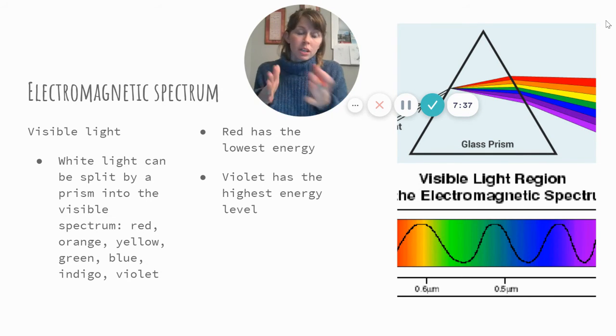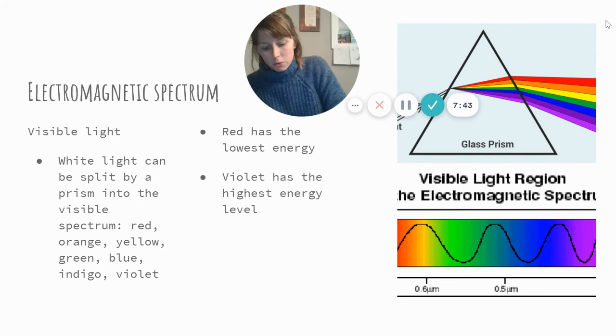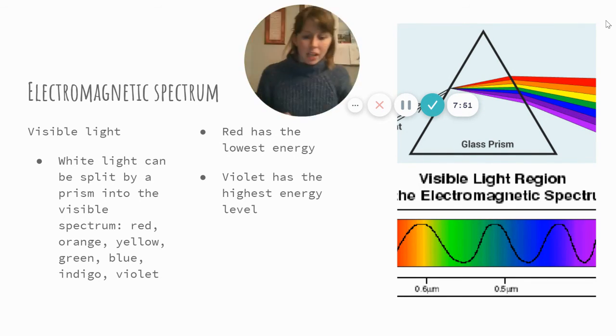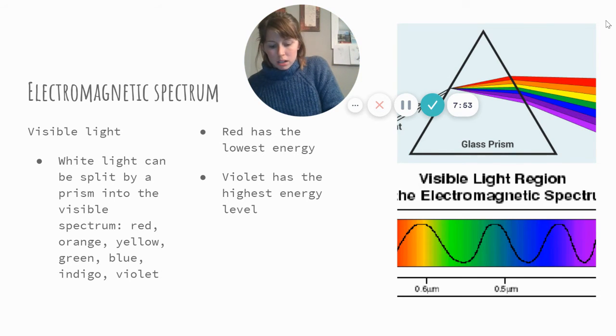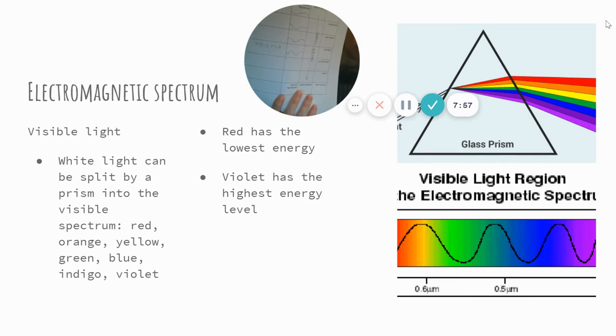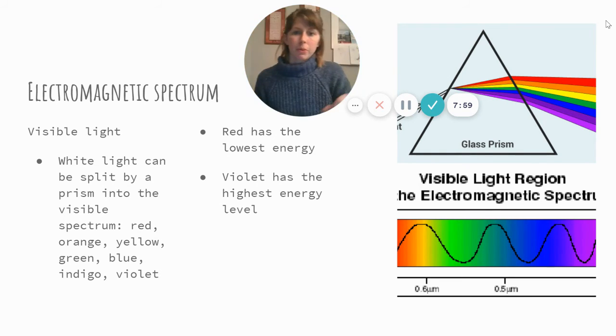You do need to know the spectrum. I think that's something you've probably learned in art class a long time ago. And if it helps you remember, Roy G. Biv: red, orange, yellow, green, blue, indigo, violet. And here, okay, I'm getting smaller wavelengths. There's less space in between my waves.